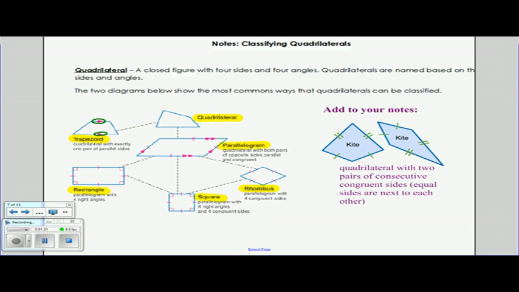It can't have 2 pairs of parallel sides. It can't have 0 pairs of parallel sides. It has exactly 1 pair of parallel sides. So that's our trapezoid. Now over here, our other major definition of quadrilateral is underneath parallelogram.